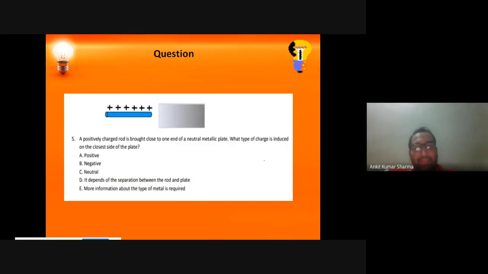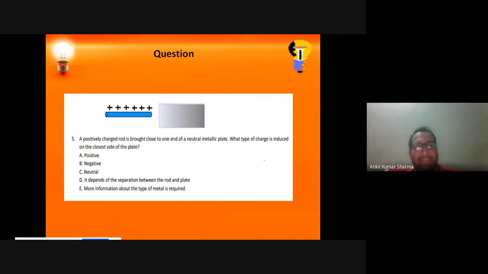The last one: a positively charged rod is brought close to one end of a neutral metallic plate. What type of charge is induced on the closest side of the plate? What is the exact option among these five? Think about it. The exact answer is B.